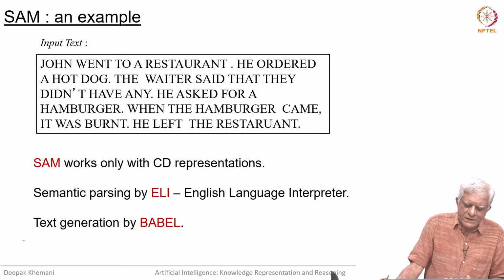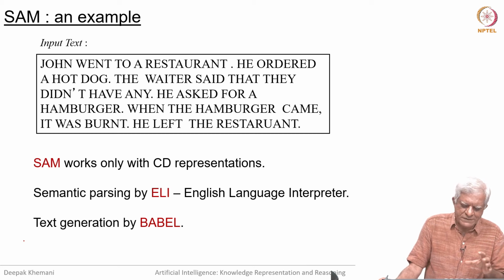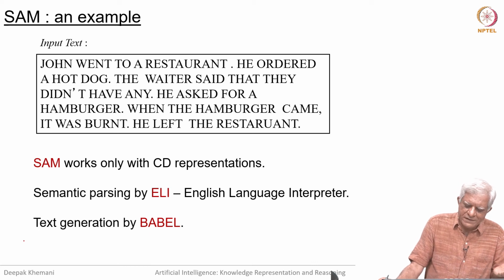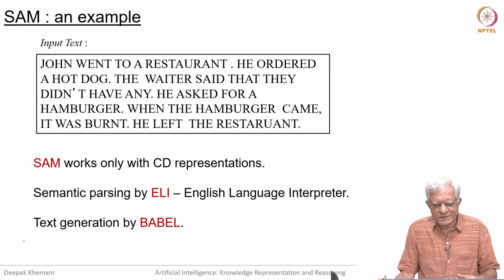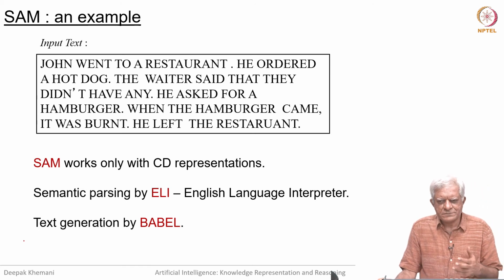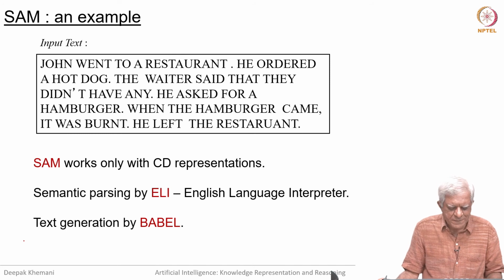Now, SAM works only with conceptual dependency representations; it does not work with English. That job is given over to LE, which is the English language interpreter that we had mentioned earlier, which we also used when we were talking about conceptual dependency. And text generation is done by a program called Babel essentially.